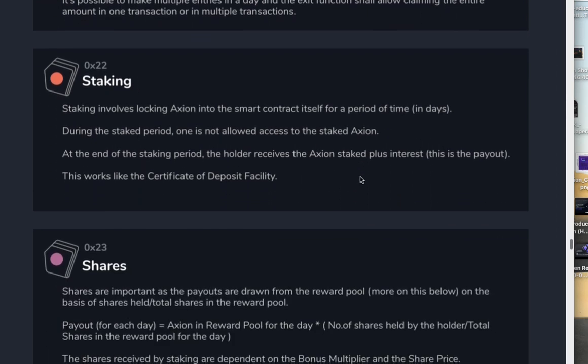So staking. Staking involves locking Axion into a smart contract itself. So that's basically what you're doing when the platform launches, okay? So you're going to claim your Axion, and then you're going to stake it, alright? Of course you don't have to stake it, but if you want to get good returns, you should stake it. During the stake period, one is not allowed to access the staked Axion. At the end of the stake period, the holder receives Axion plus interest.